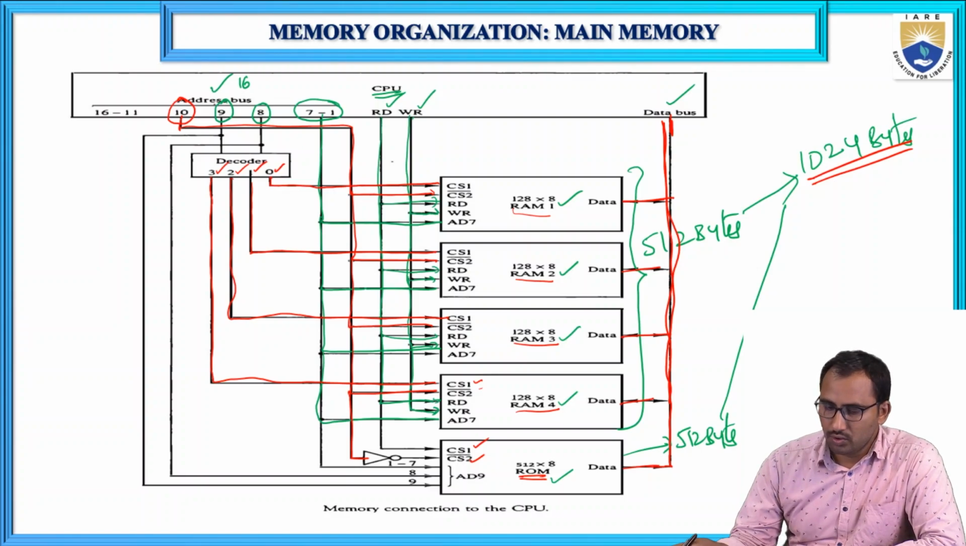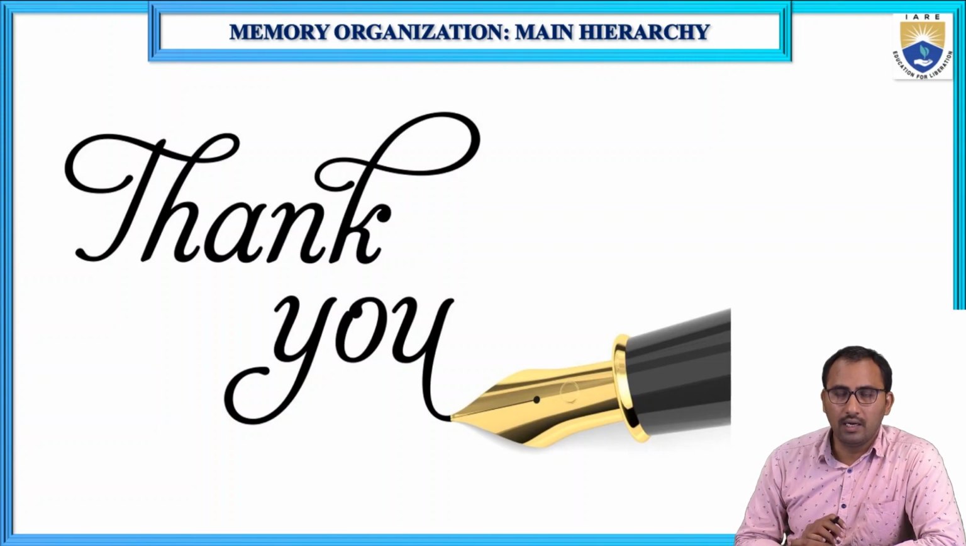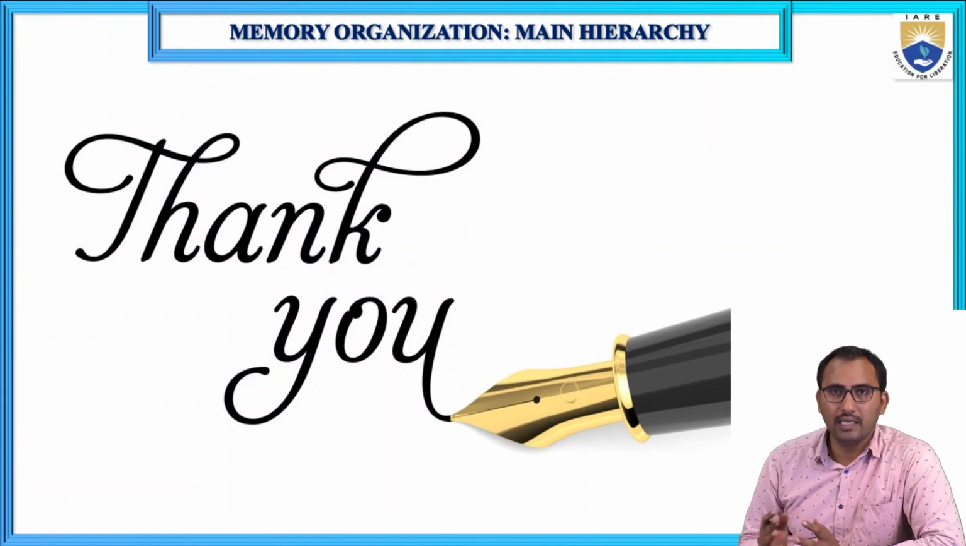So in this lecture, we have seen about the main memory. Main memory means RAM can be considered as main memory. We have seen different memory chips, RAM and ROM, and how we can combine different memory chips in order to form the required memory size.